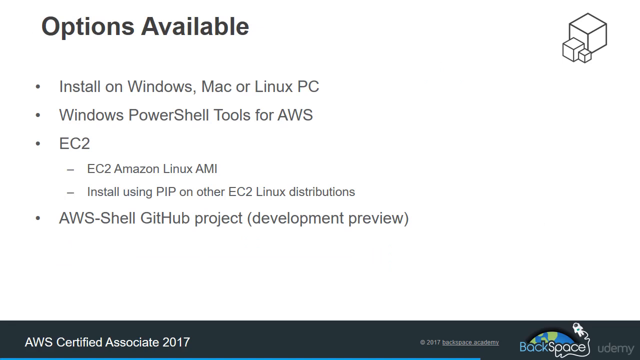So the options available for us for using the command line interface, we can install it on a desktop PC, and that could be Windows through the MSI installer for Windows, or we could use Mac or Linux, all available to us to install it on a desktop PC. We also have the Windows PowerShell tools for AWS. If you're already a Windows administrator and you're quite comfortable in scripting using the PowerShell scripting tools, then there's no point in throwing away that knowledge and those skills that you've got. You can still use those and still use the PowerShell tools for AWS.